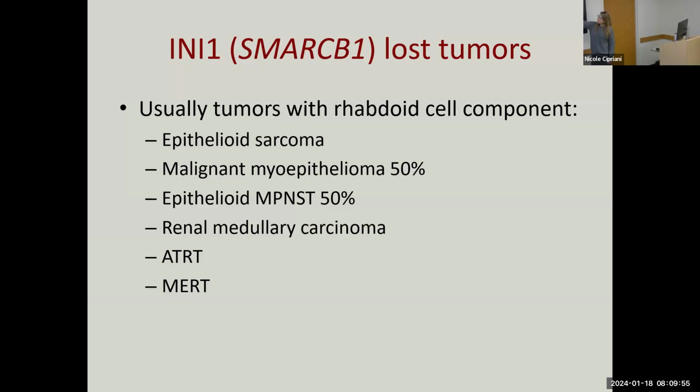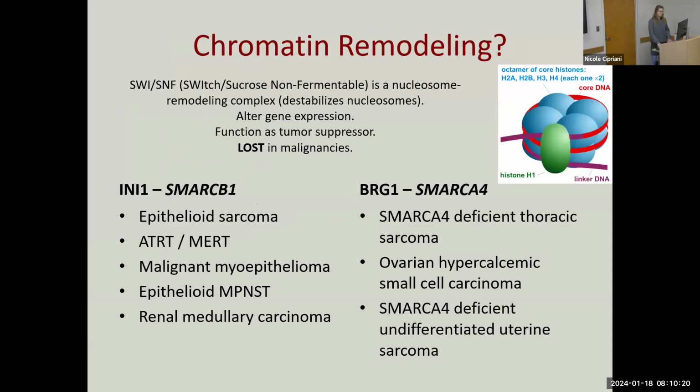epithelioid sarcoma is the prototype, right? The rhabdoid tumors, renal medullary carcinoma, don't forget about that. And then some of the myoepithelial neoplasms or even epithelioid MPNSTs have been shown to have INI1 loss. So in some cases it's disease defining, you know, and in some cases it just happens to be present at random.